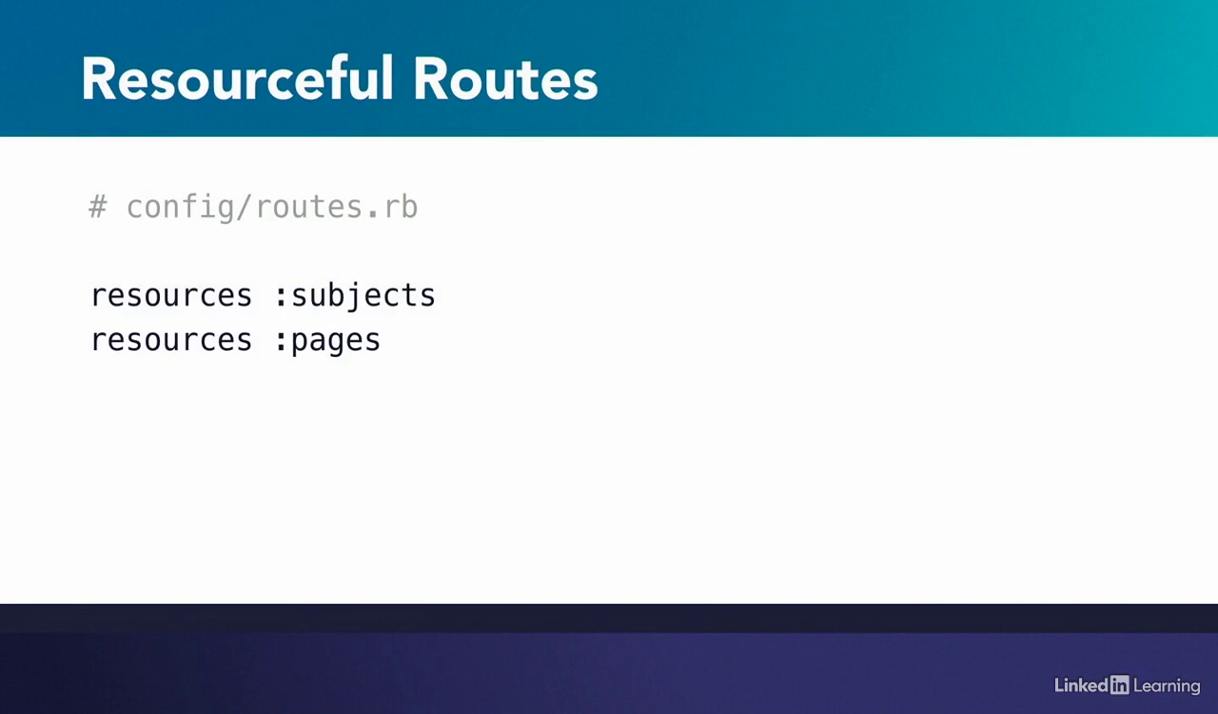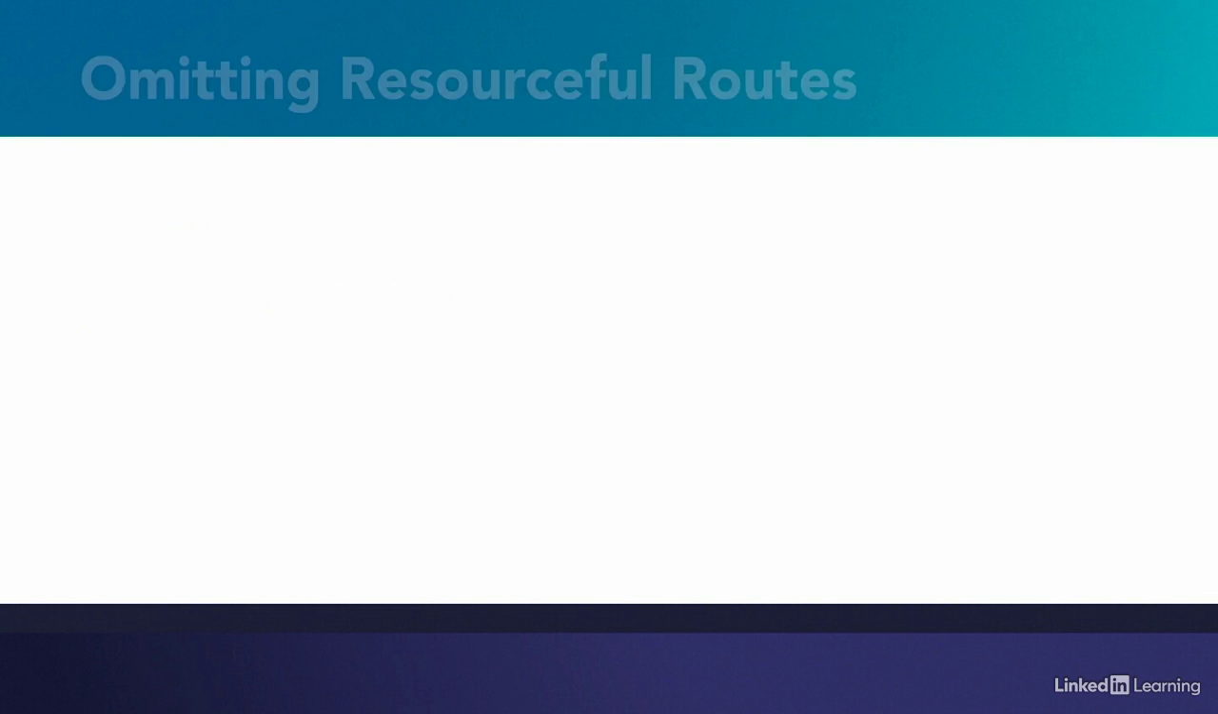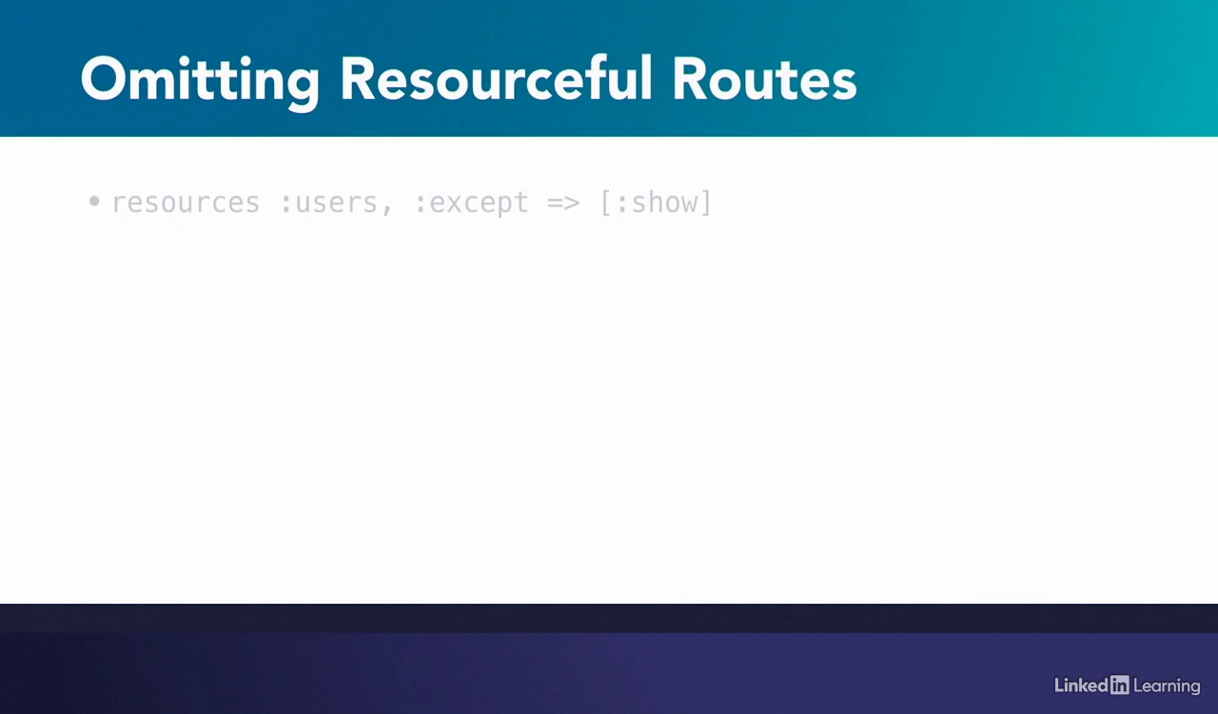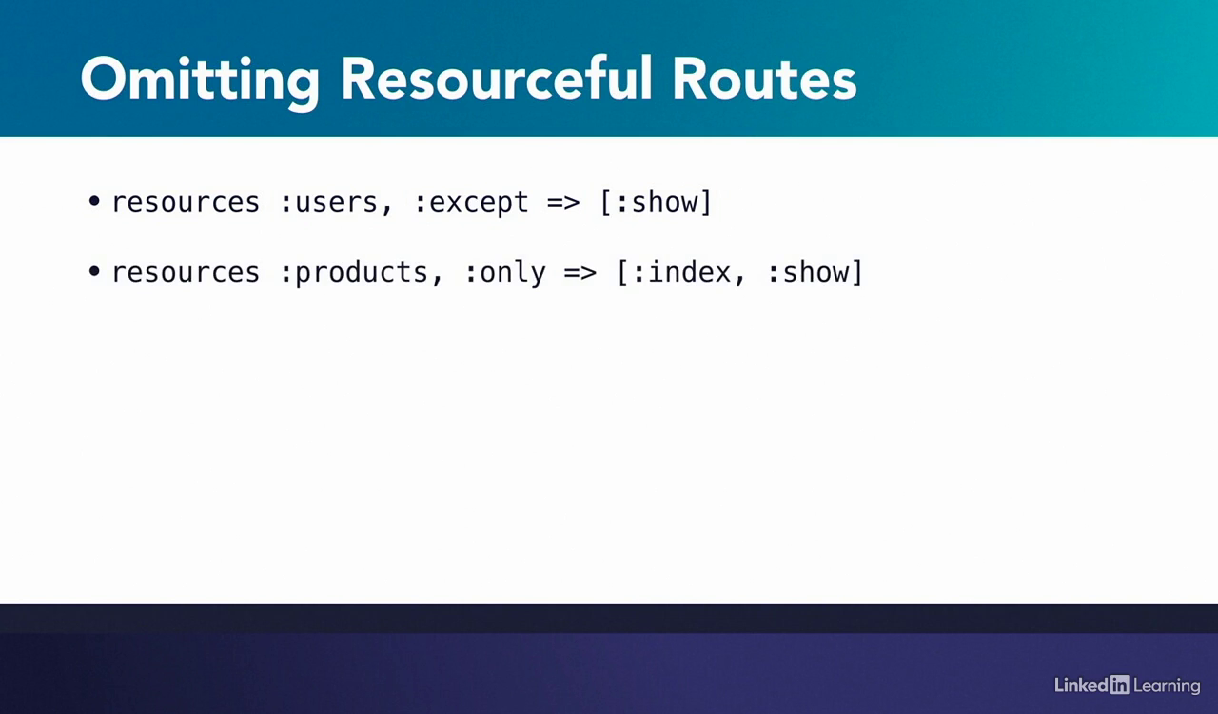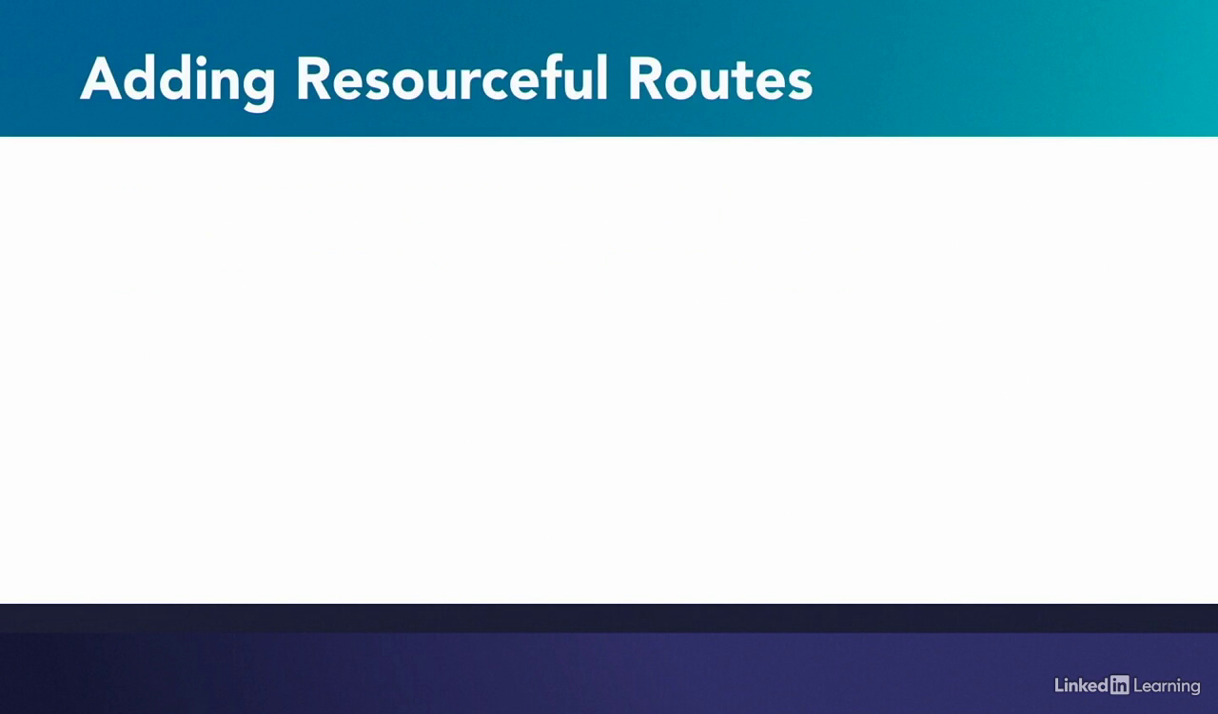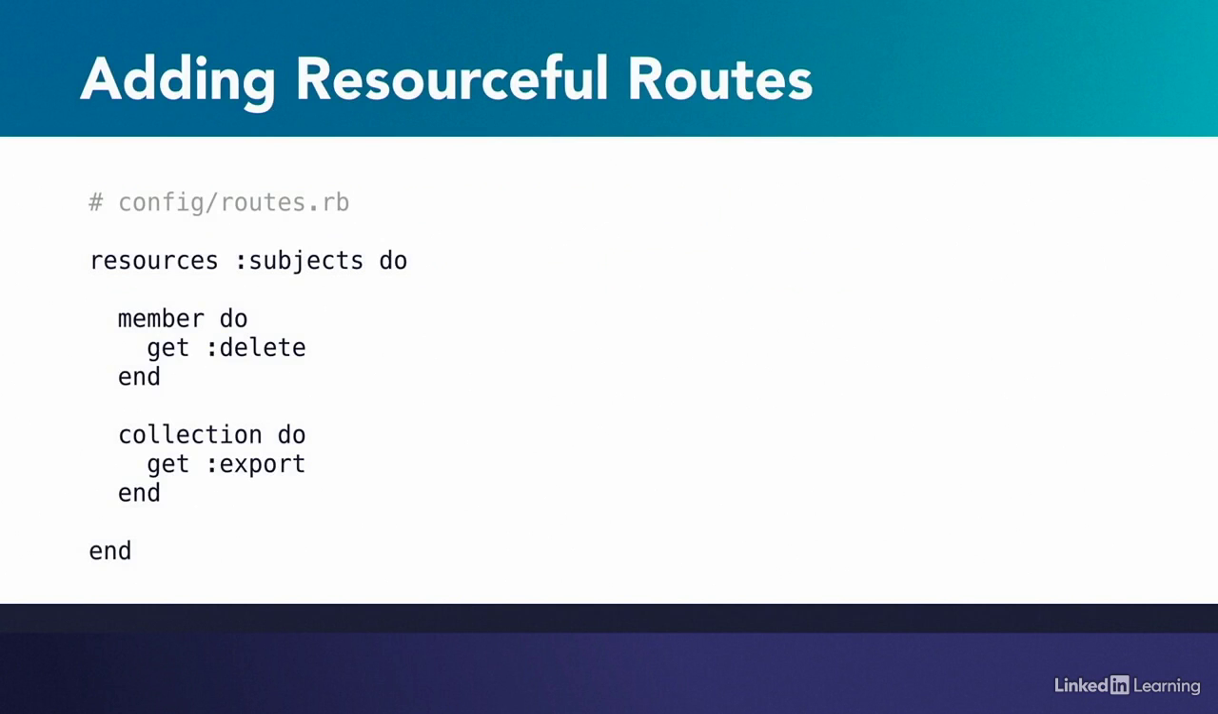We just go into the routes file and add resources and then the name of the resource. And all of those resourceful routes get added for us. Now, if you don't want to use all of those, which sometimes you won't want to, you can say to have a resource, but leave out certain actions by using except. Or if there are only a few that you want, you can use the only option. It's also possible to add resourceful routes if those don't all meet your needs.